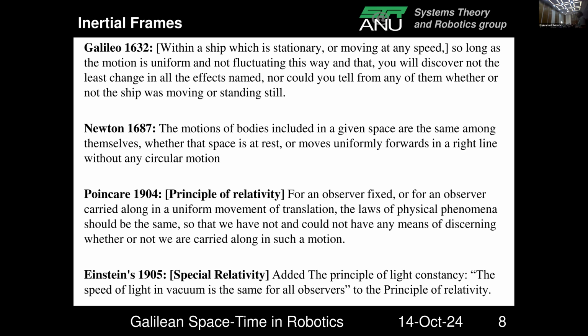So around this time, there were two things that came about. One was that they knew the speed of light was constant, but they wanted this relativity. And Poincaré in 1904, they'd actually done a lot of the work. Lorentz had already done his work about the Lorentz transform and some of the other things that happen in physics. Poincaré actually wrote a paper where he really said, no, relativity still exists, right? So he really formalized relativity for a fixed observer, uniform movement of translation, the laws of physics phenomena are the same.